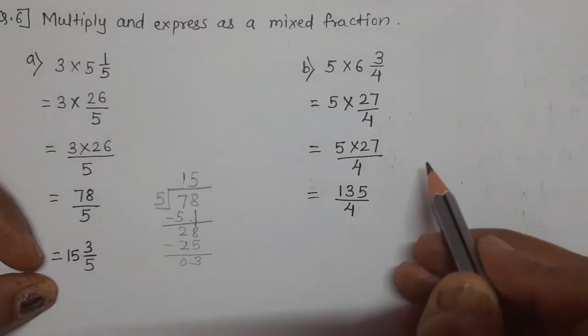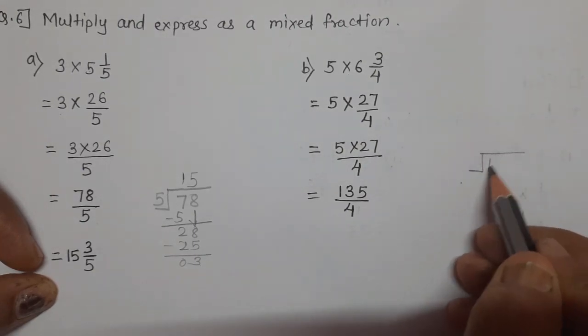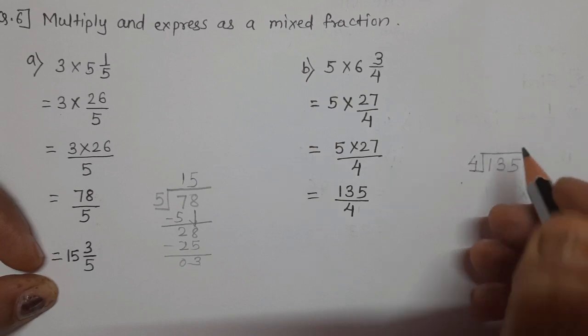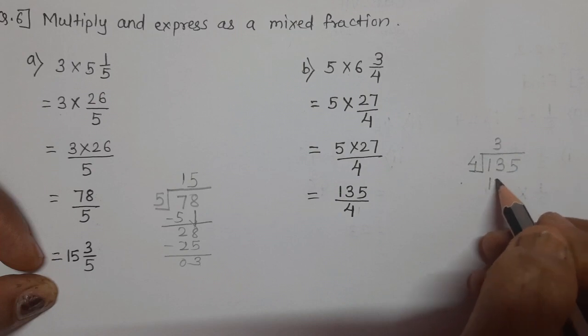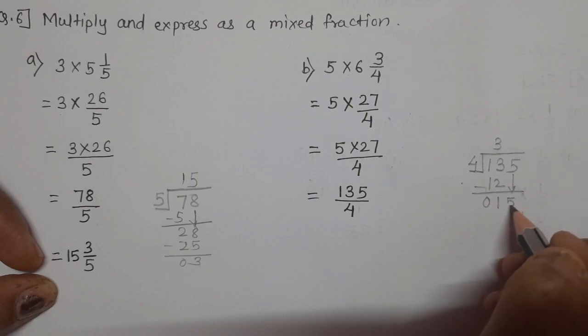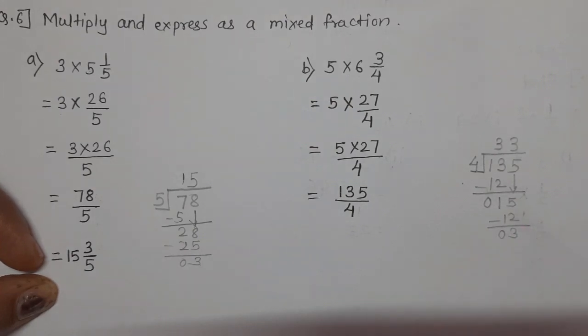So how to convert this into a mixed fraction? See here, I will show you. We should divide. This work I am showing with a pencil; you can do it in rough. 4 3s are 12. 3 minus 2, 1. 1 minus 1, 0. 5 will come down. 4 3s are 12. Okay, so 5 minus 2, 3. 1 minus 1, 0. So now what will we write here?